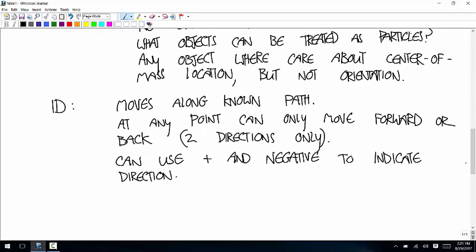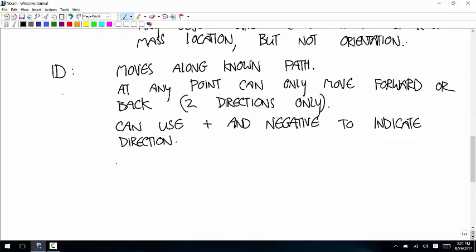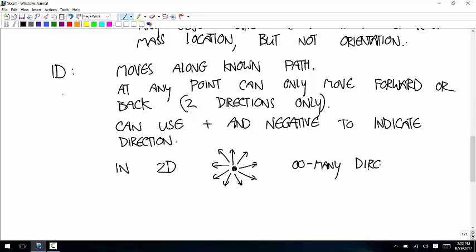That's not true in 2 dimensions or 3 dimensions. So let's think about something in 2D. So say that this particle can move in 2 dimensions. That means it can move in all of these directions. It has infinitely many choices, no matter where it is, of where it can go. And so having just a plus and a minus isn't enough anymore to specify what direction it's going. So there's infinitely many directions.